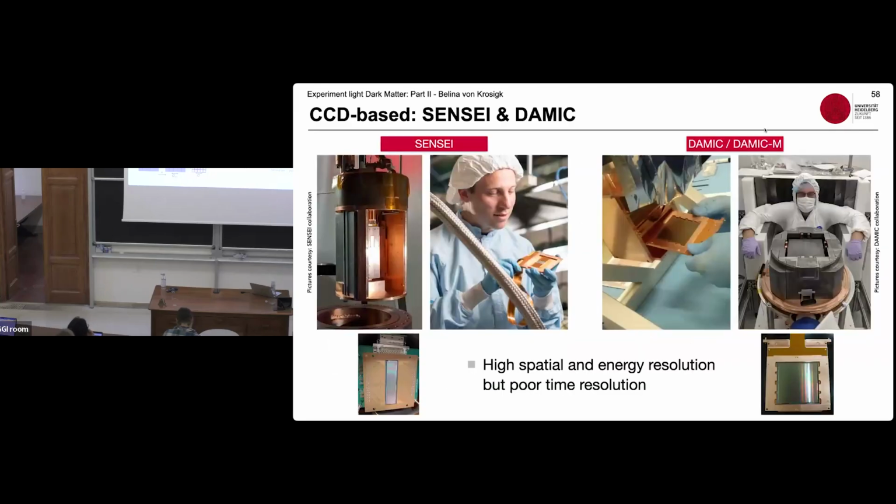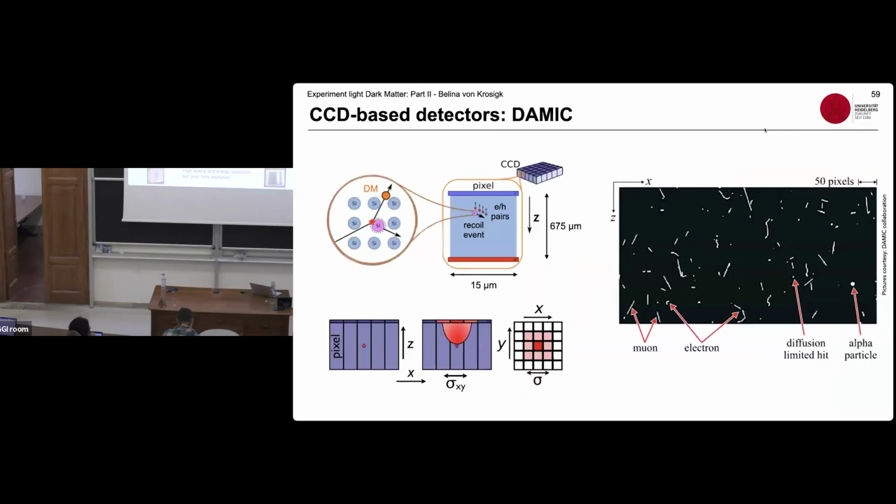In contrast to the devices I showed you before, which have excellent timing resolution, these devices have excellent spatial resolution. You can tell on pixel level where the event was happening. However, they have no timing resolution, because you're taking a photo over a long illumination time, basically a long wait time until you have collected so many events, but you don't know when the events happened.